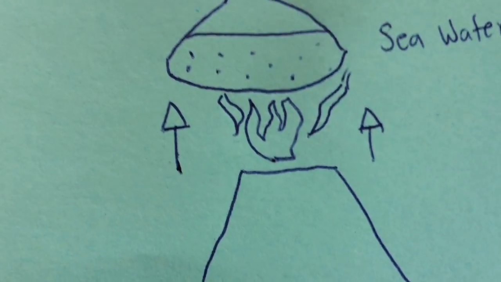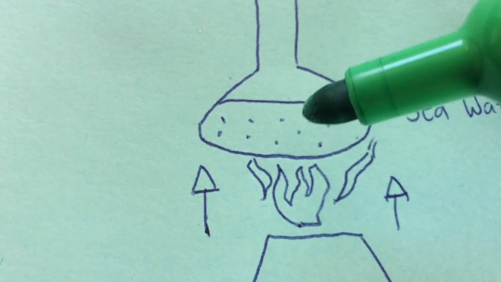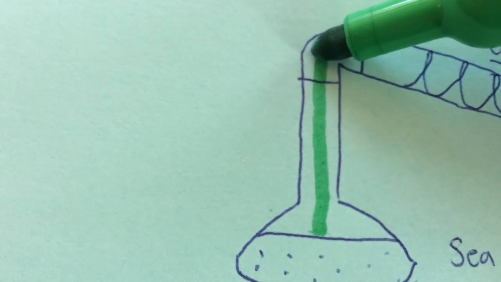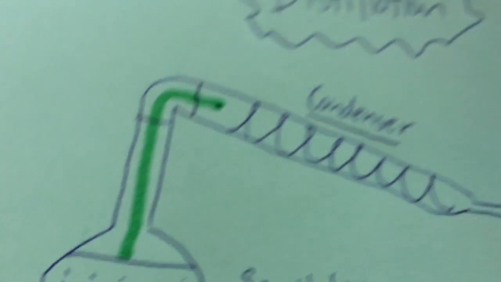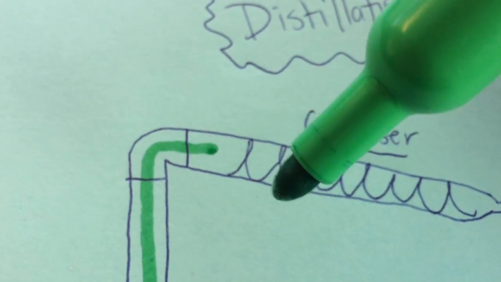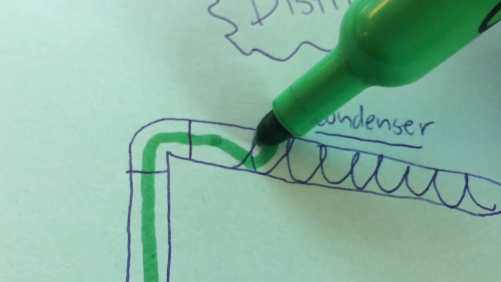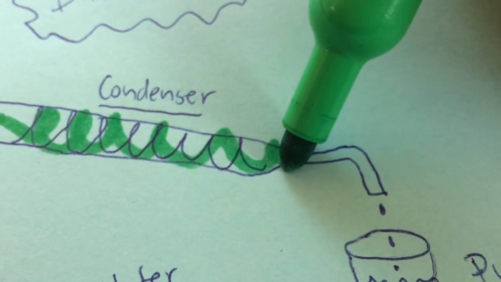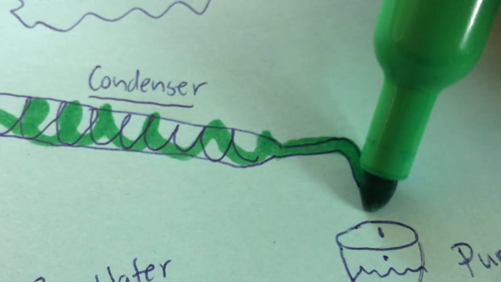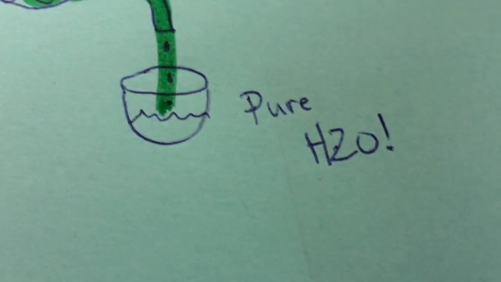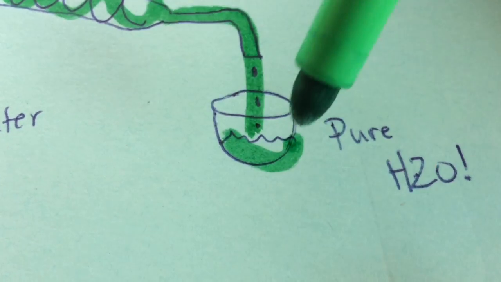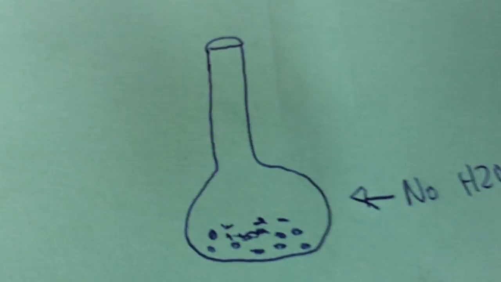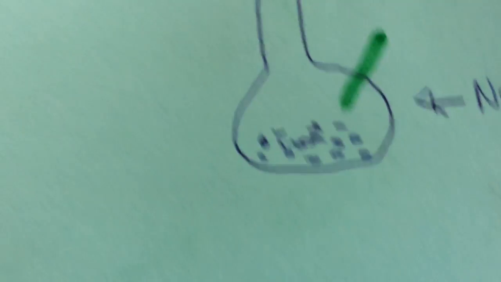First, it's heated. The heat boils this water, and the water turns to steam. The steam travels up this way and into this condenser. The condenser has cool water in it, and as it comes down, the steam eventually turns into water. This water is now pure H2O. And in the end, this beaker is filled with salt. Just pure salt.